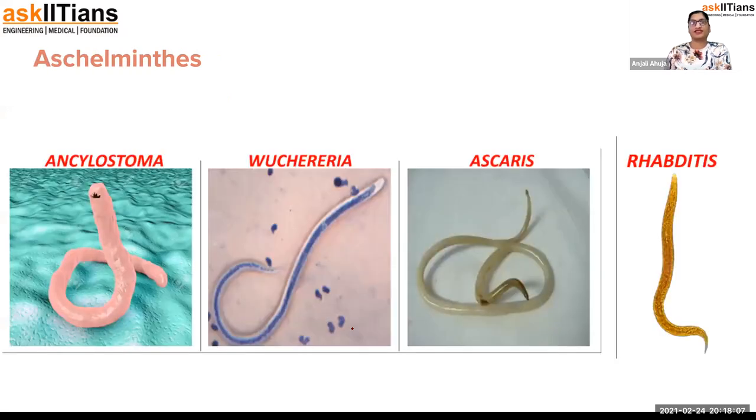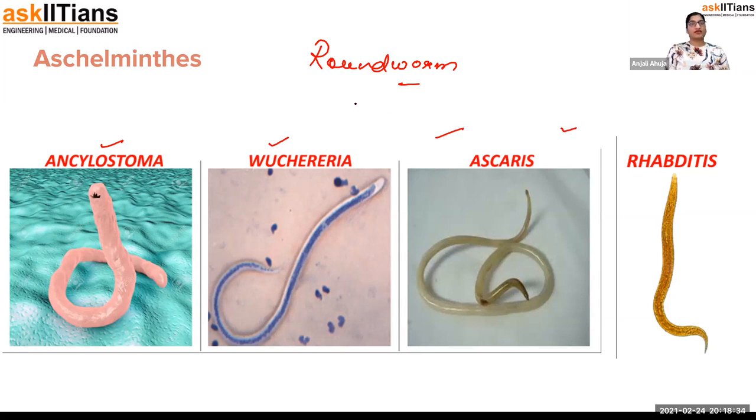Now let's talk about the next one, which is Aschelminthes. They are the roundworms, as you see. If you have heard the saying "पेट में कीड़े हो गए" in Hindi, that you're having some worms in your stomach, these are actually the nematodes. The dangerous category, the category which causes a number of diseases in the intestine, they are taking up the feed. Examples are Ancylostoma, Wuchereria, Ascaris, Rhabditis.